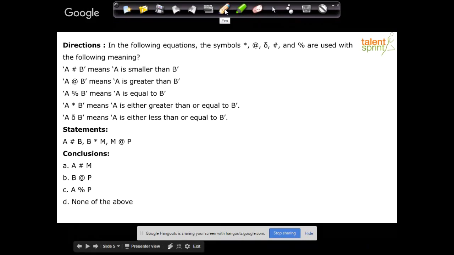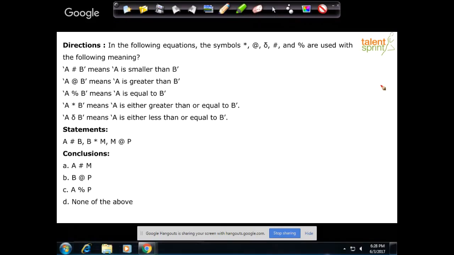Okay. Now, this question is a classic case of equalities and inequalities. Great. If you notice, every symbol here represents a mathematical operation. A hashtag B means A is smaller than B, which means hashtag means smaller than. They tell us A at the rate B means A is greater than B. Next, they tell us A percentage B means A is equal to B. Then they tell us A multiplied by B means that A is greater than or equal to B. Then they tell us A delta B means that A is either less than or equal to B. Now that we know exactly, let us see what the statement is.